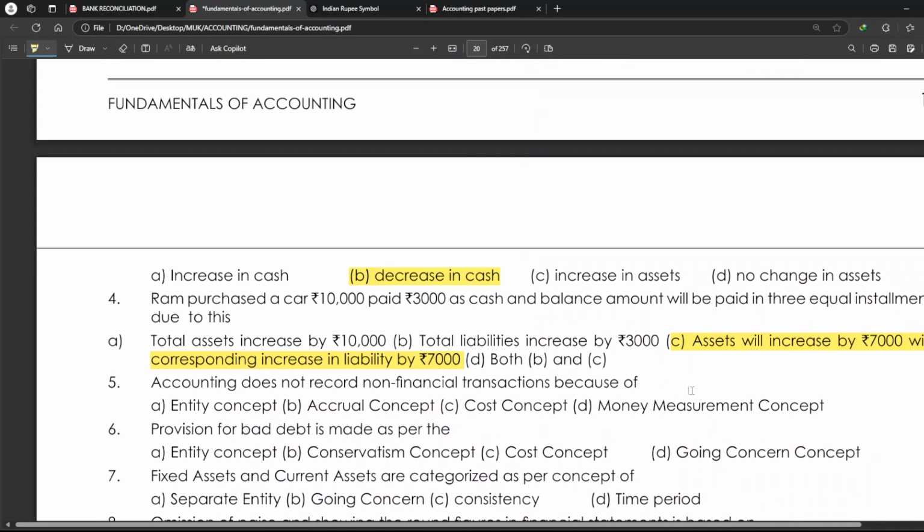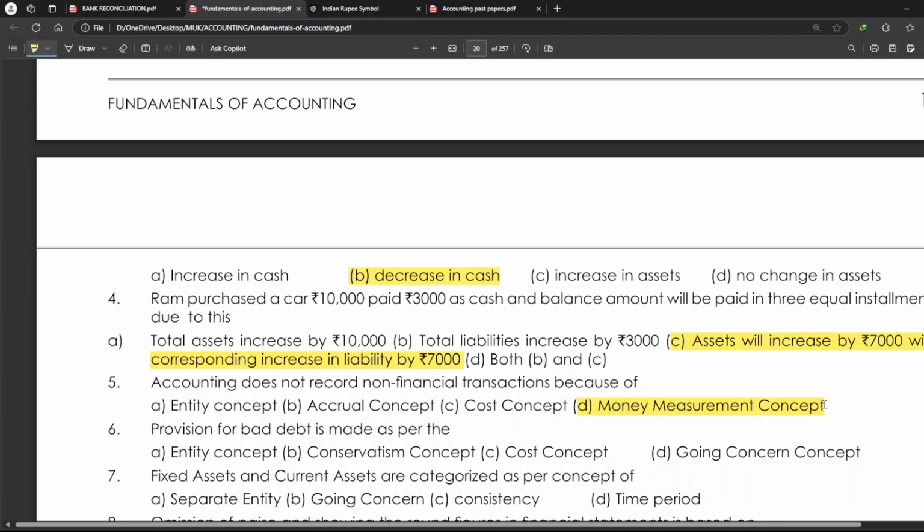Accounting does not record non-financial transactions because of the money measurement concept. What does the money measurement concept state? Money measurement concept, or monetary unit, says that all accounting transactions are recorded in monetary terms, or in terms of money value.